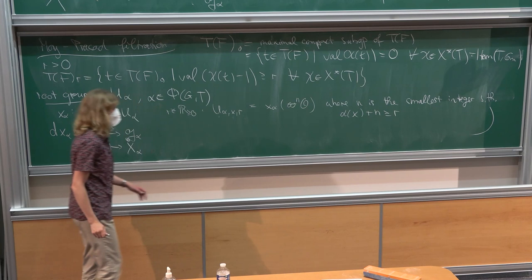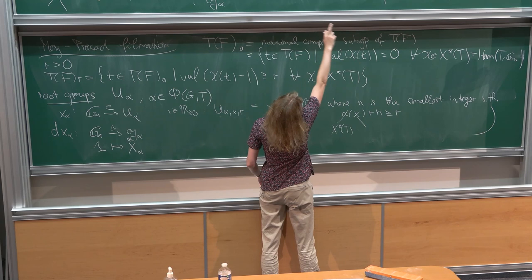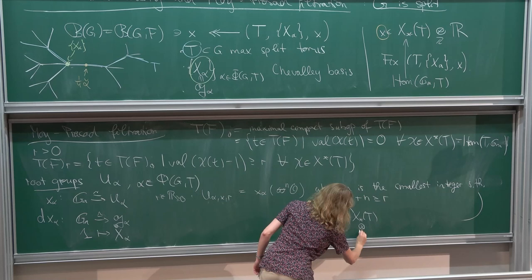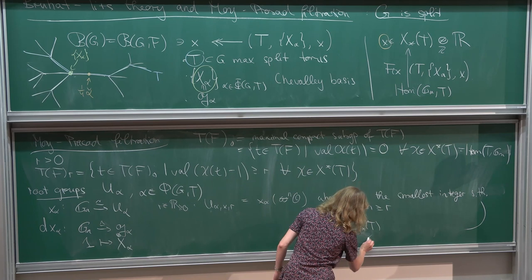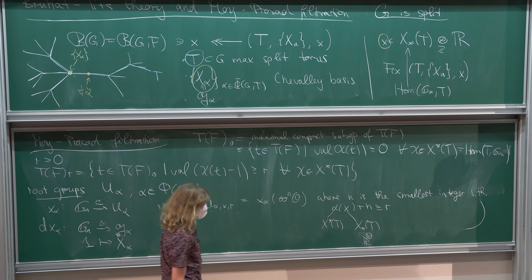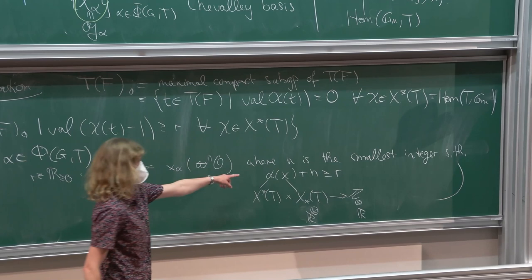What does this mean? Well, r you know, n you know. Alpha is a root, so alpha is a character of the torus. X lies inside the cocharacter lattice of the torus tensored with the real numbers. So it's tensor over the integers with the real numbers. And now between these two Z modules, we have a pairing to the integers. And then we tensor this with the real numbers. So that's how we get a real number here. And we require this inequality to hold.